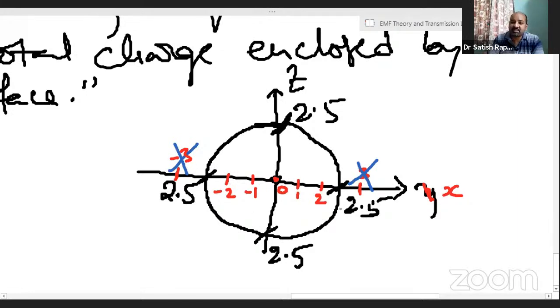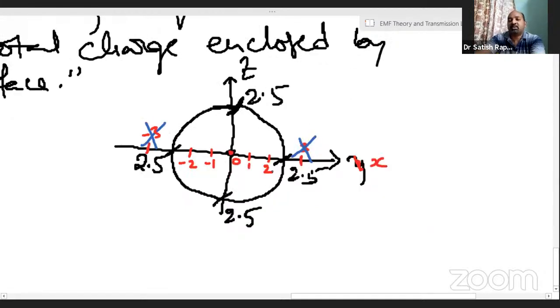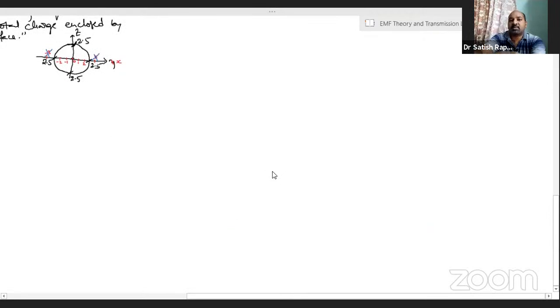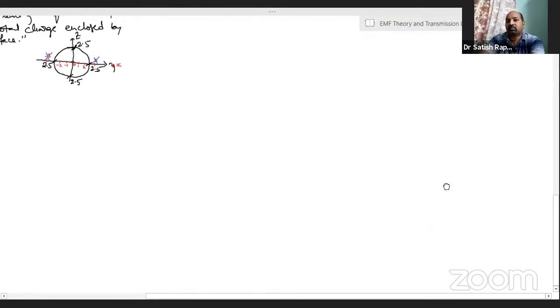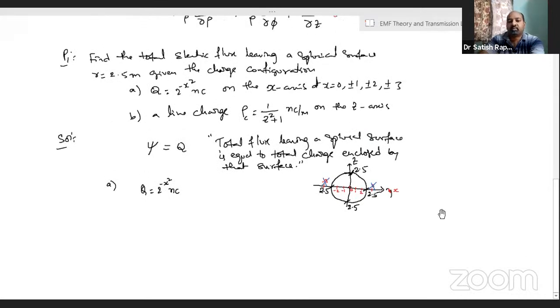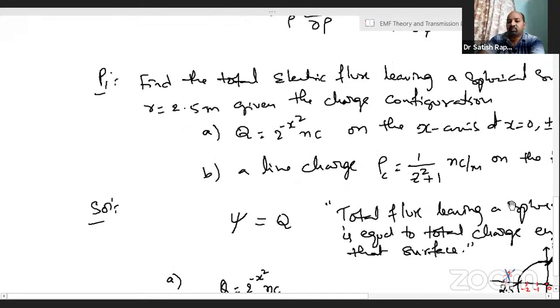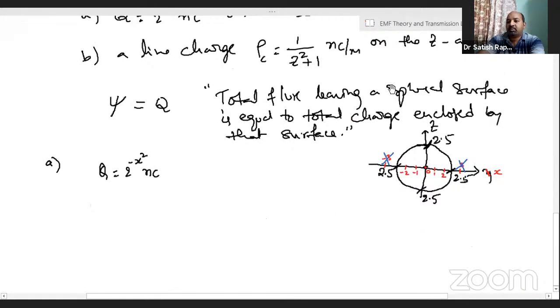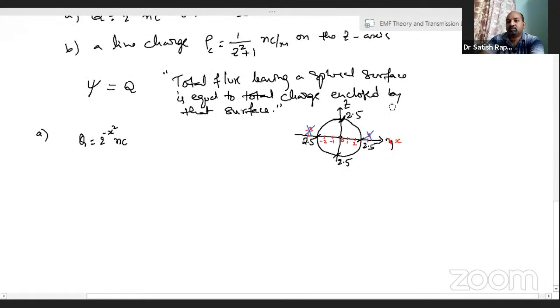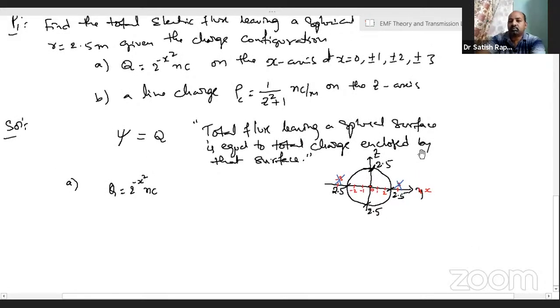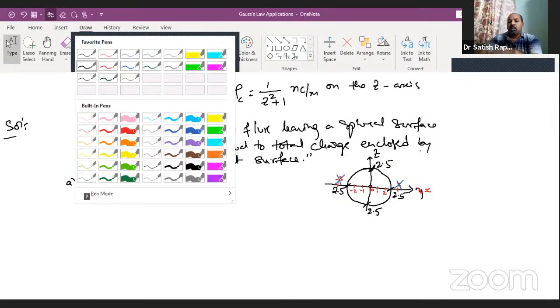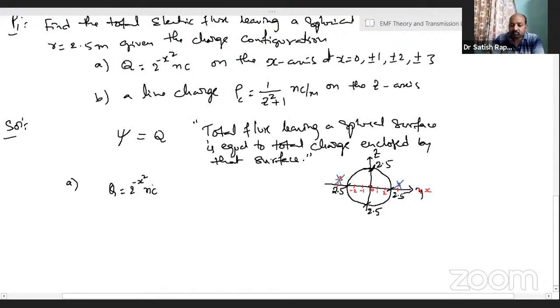So we have to calculate charge at x equal to 0, at x equal to 1, at x equal to 2, minus 1, minus 2. We have to calculate charge inside, right? So therefore, let us try to determine charge inside. So let us try to determine charge, right?